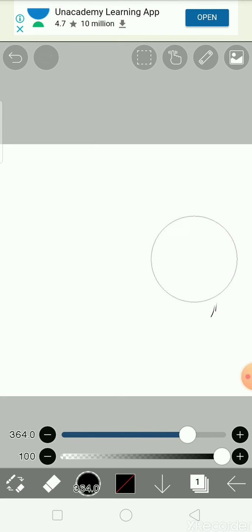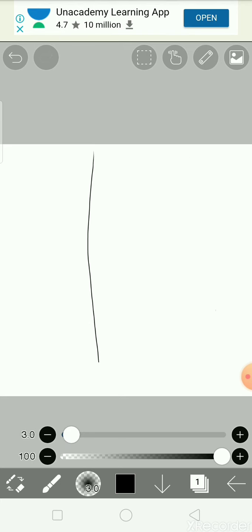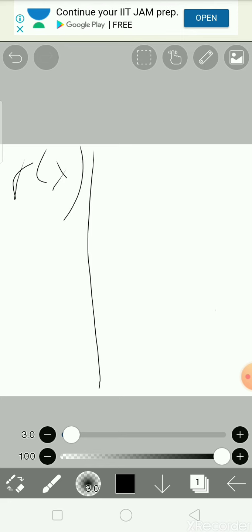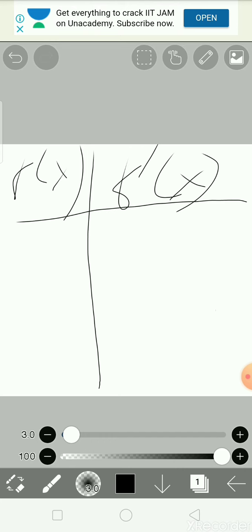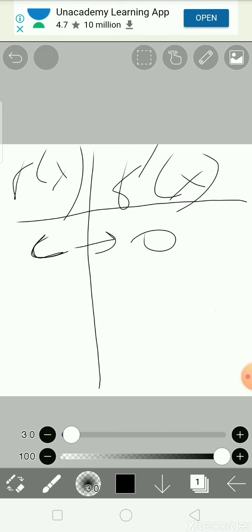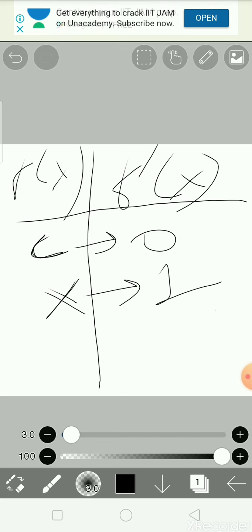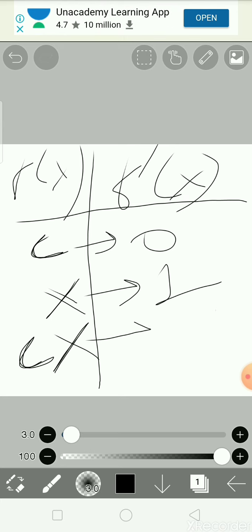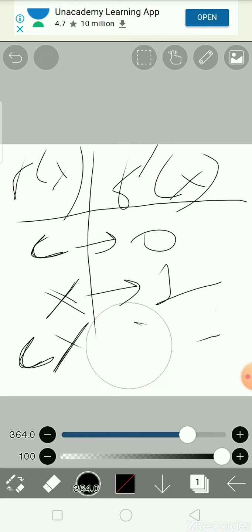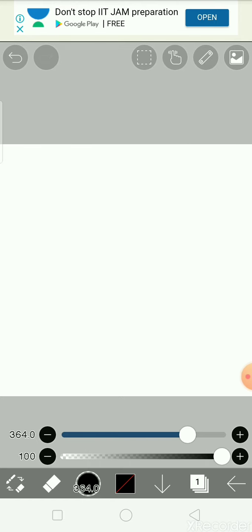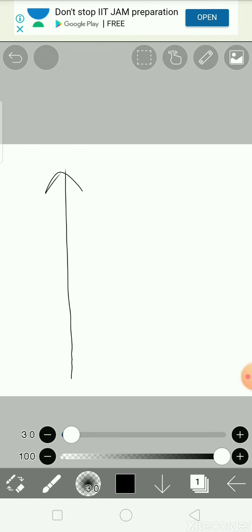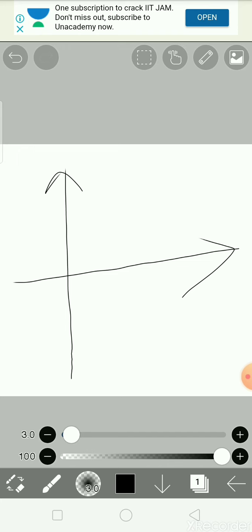So here I am writing the functions f of x and here is its derivative, that is f dash of x. For a constant c, its derivative is 0. For x, its derivative is 1. For a constant times x, its derivative is c. How? Let's draw the graph to clarify. Here we have this graph for, let's say, 3x.